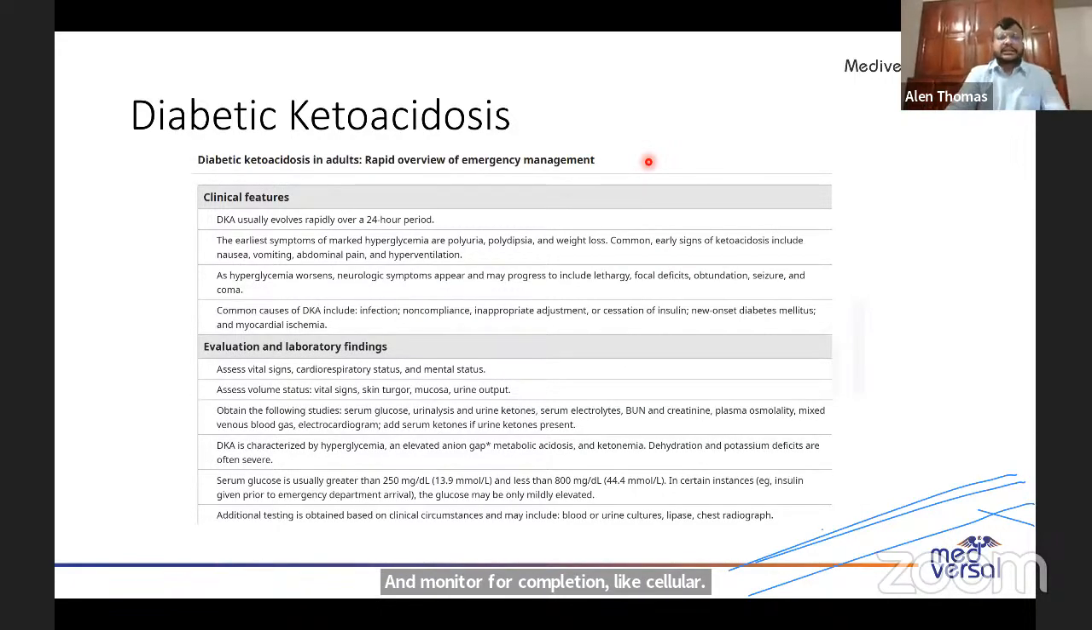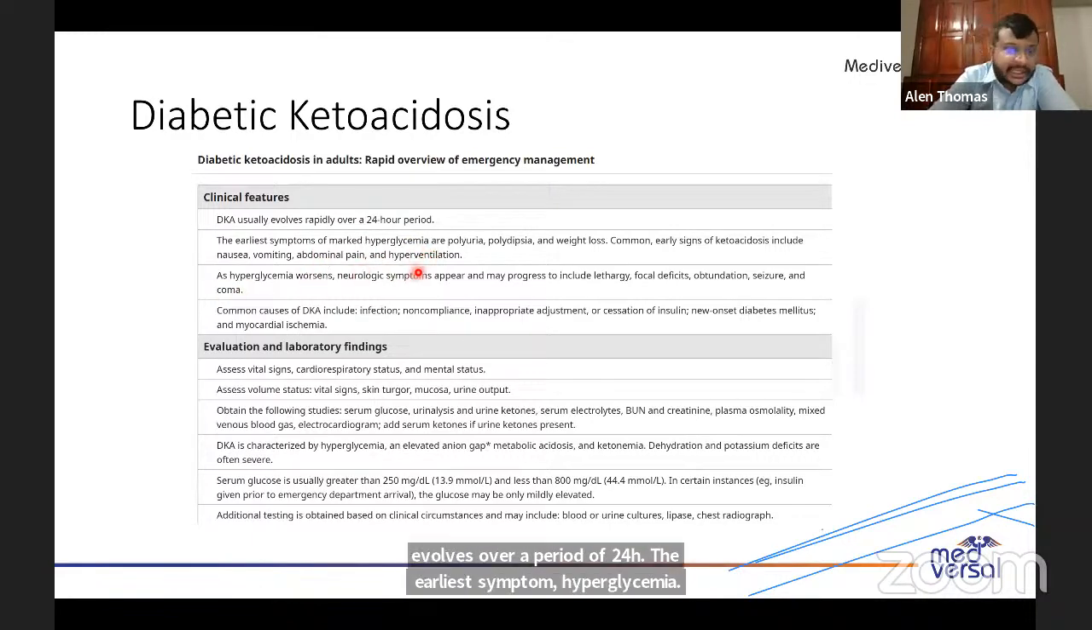Now, if you look at diabetic ketoacidosis, quickly we look at the clinical features. It evolves over a period of 24 hours. The earliest symptoms are marked hyperglycemia, nausea, vomiting, some abdominal pain, hyperventilation. As hyperglycemia worsens, neurological symptoms come in.